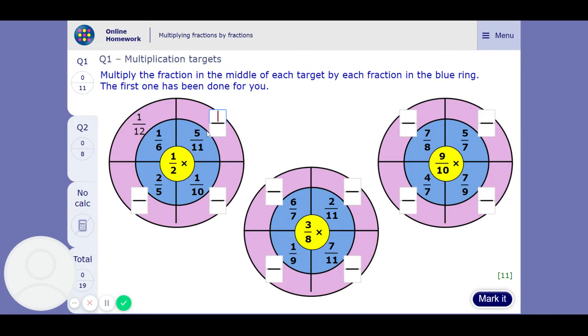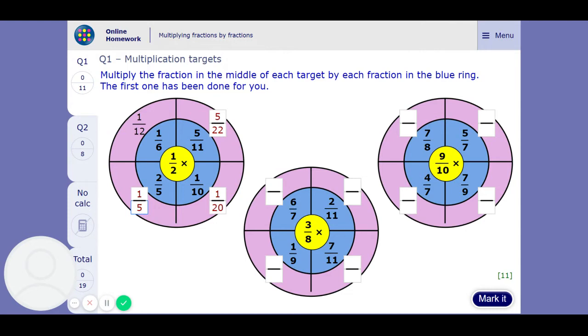So 1 times 5 makes 5. And 2 times 11 makes 22. 1 times 1 is 1, and 2 times 10 makes 20. 1 times 2 makes 2, and 2 times 5 makes 10. Okay, right, let's look at this one. 2 over 10, we can simplify that. We should always check for this. They're both even numbers, so we can halve them both. So that'll become 1 over 5. On to the next target.